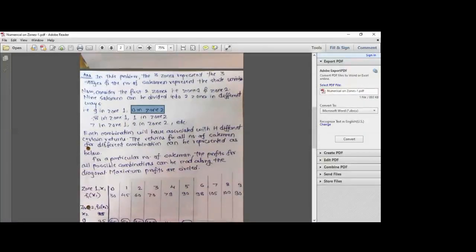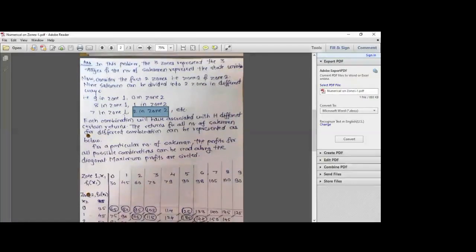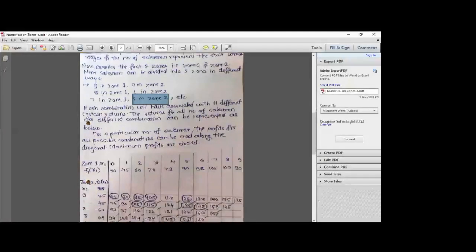Even I can do that, I can put 8 in zone one and 1 in zone two. I can put 7 in zone 1 and 2 in zone 2, and then this can vary, right? So there are a number of ways, and I can decide how many salesmen are to be put. There are different combinations, and each combination will give us some returns, in the form of profit, right?